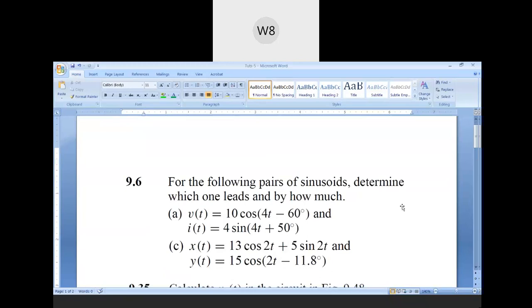So here we have a number of problems, and you are required to solve each of them. So first try this problem 9.6a. Here we have a voltage quantity and a current quantity, and you have to find out which of them leads and by how much. So I will give you some time, wait for 5 minutes, and then explain the solution. So you try to solve it.